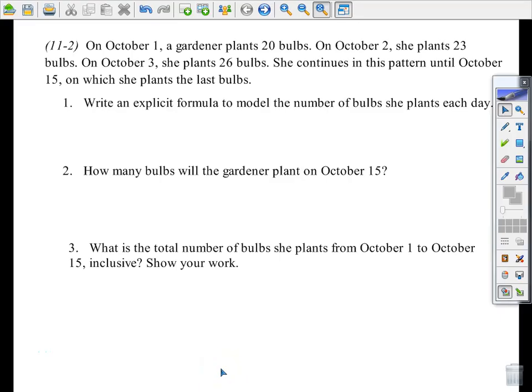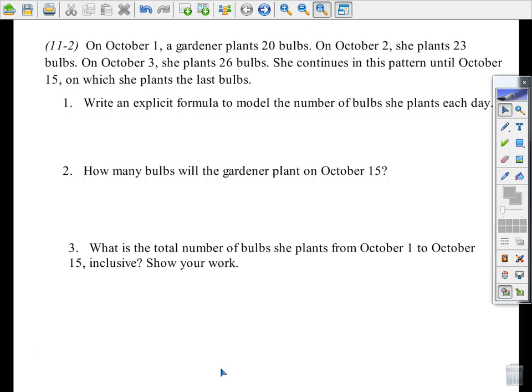I want to help you prepare for this test coming up, and I'm going to work through the problems on this test review sheet. This front side of the review covers sections 11.2 through 11.5, and then we've got some review on the back side. I just want to try to keep this material fresh as much as possible.